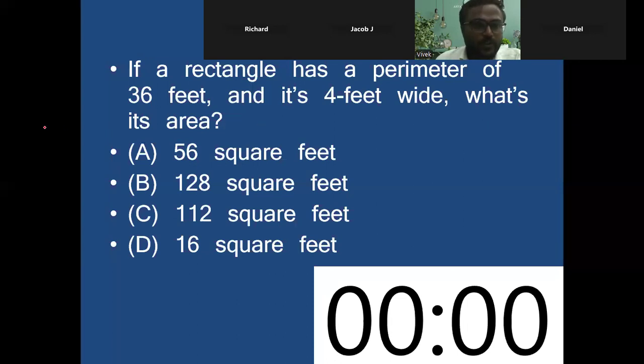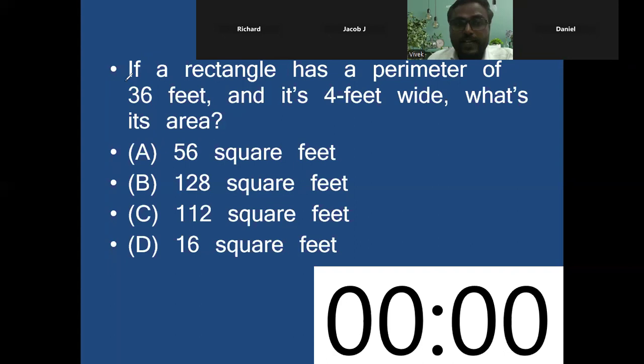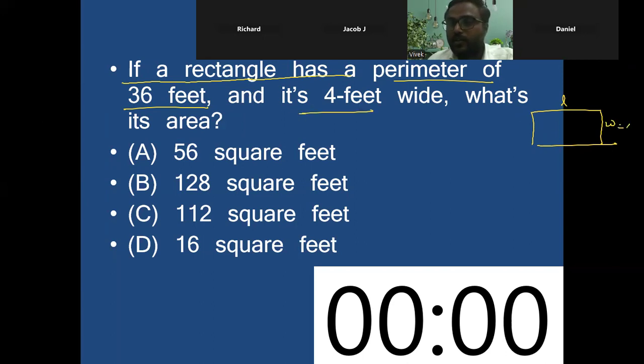Okay. So look, Frederick, what does the question say? If a rectangle has a perimeter of 36 feet. I'll just draw a rectangle over here. This is length and this is width. The width is equal to 4 feet. So what's its area? First the perimeter. The perimeter formula is 2 times (length plus width). The perimeter is equal to 36 as given in the question.